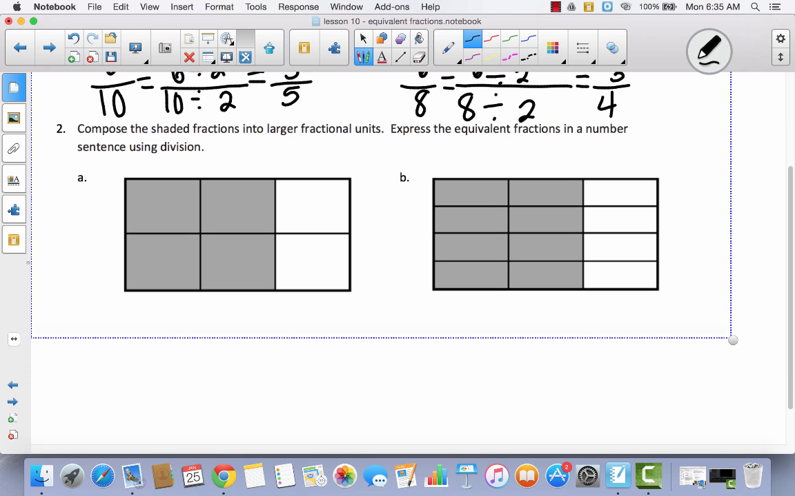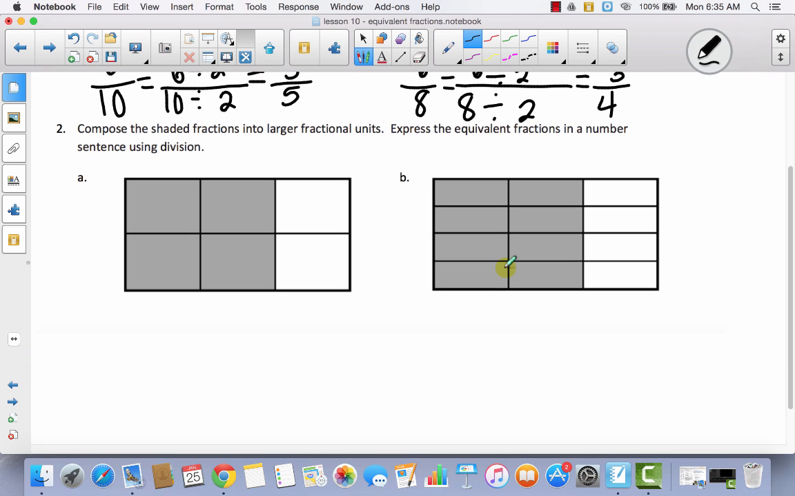It says compose the shaded fractions into larger fractional units. Express the equivalent fractions in a number sentence using division. Actually, they're not very different, are they? They're basically exactly the same. All right, so let's take a look here.